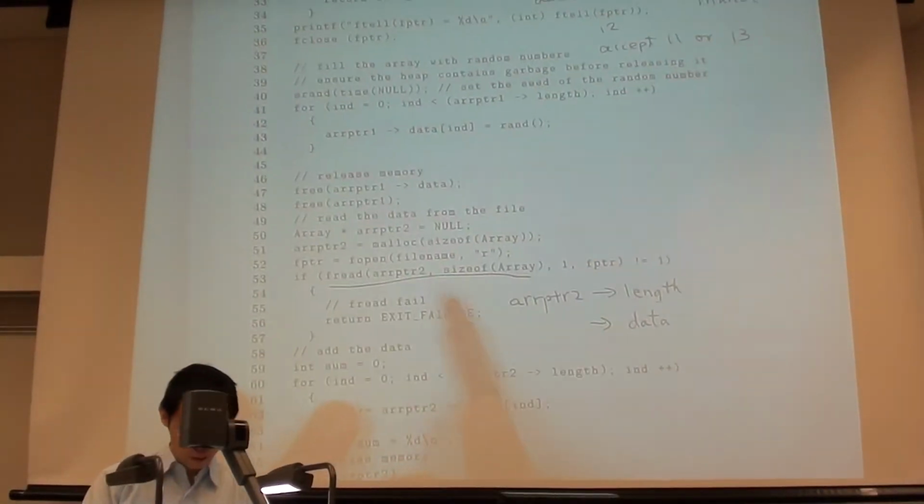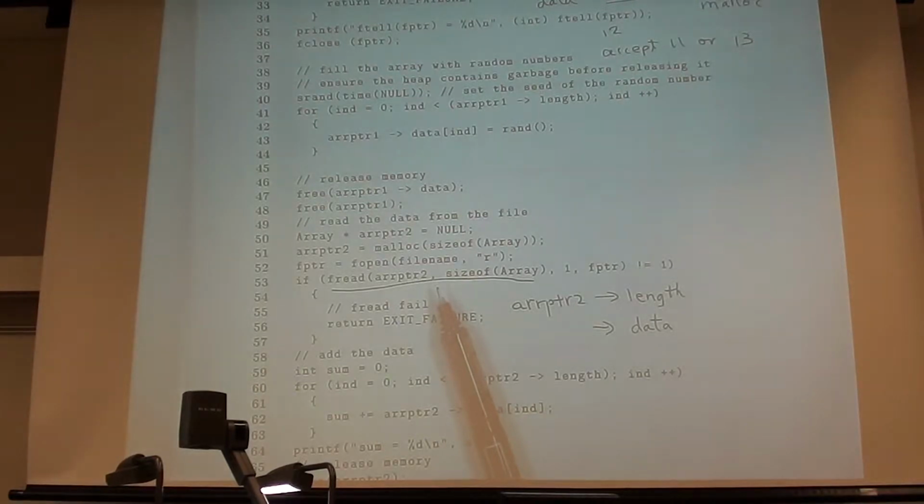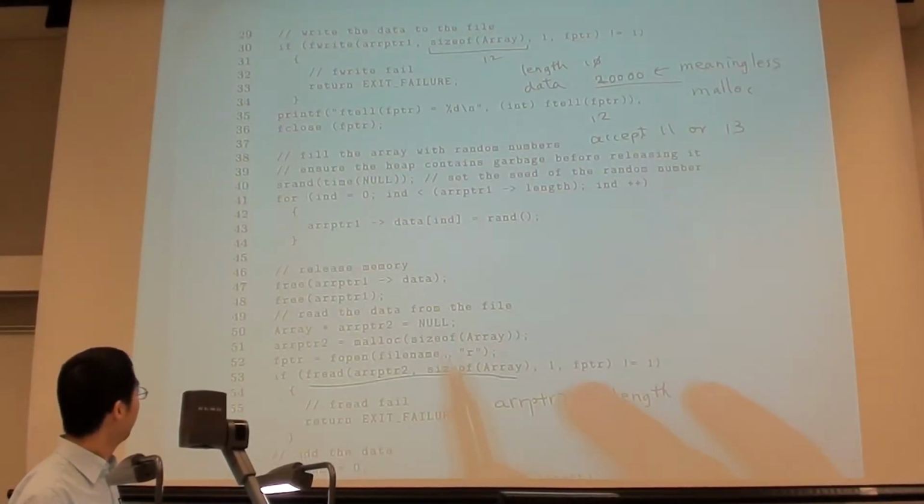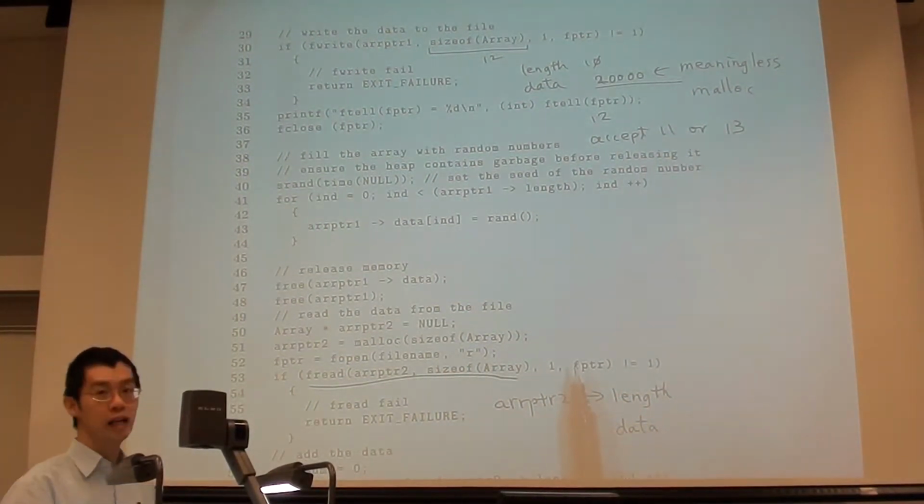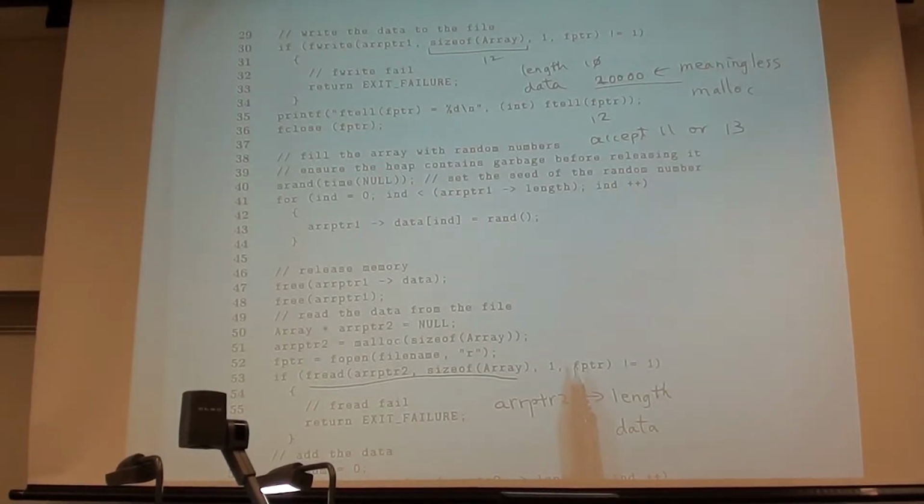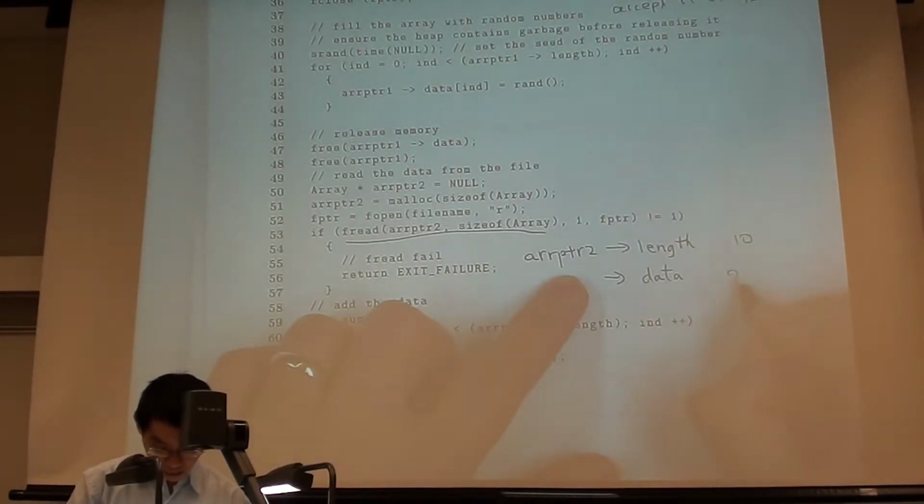When you do fread, what do you read? Same thing. Which will be? 10 and 20,000. You'll read 10 and 20,000 from the file. If you look at line 30 and line 53, they are symmetric. So if you write something into the file, you should read the same thing back from the file. Does that make sense? Okay, so this one will be 10, this one will be 20,000.